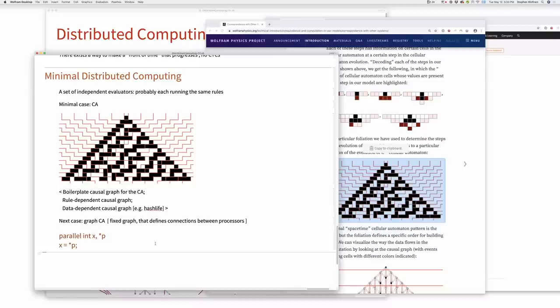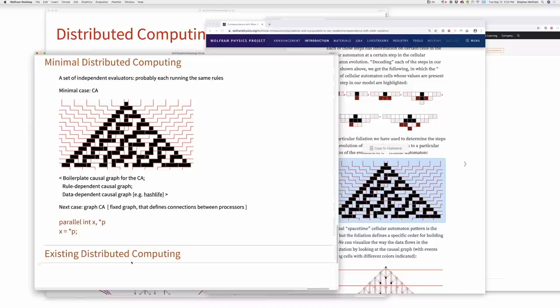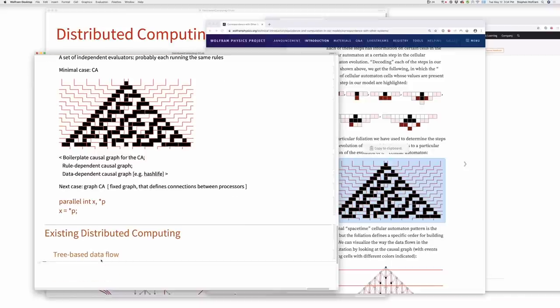Okay, but let's think about existing distributed computing. What do we have? We have the MapReduce story and so on. We have the tree-based data flow. We have array-based data flow, which is basically the cellular automaton case. That's like convolutional neural nets, that's like image processing, where every element can be done in parallel depending on nearby elements in the predefined array.